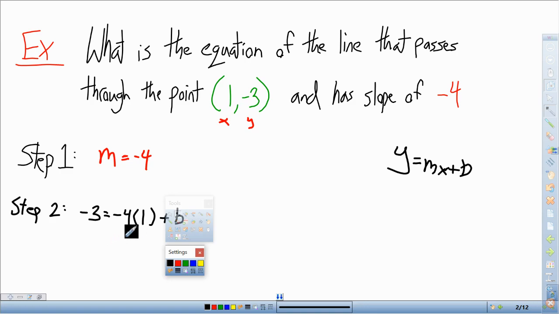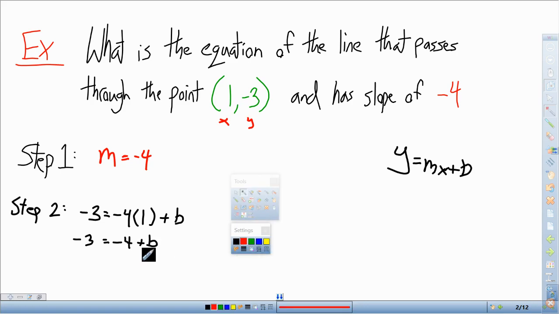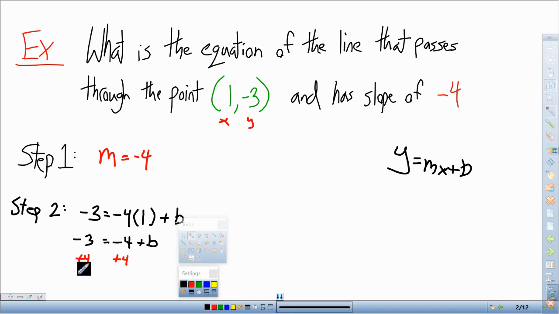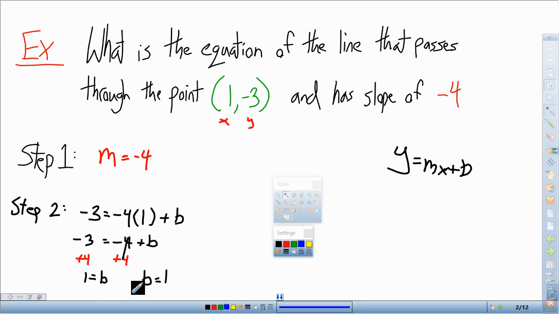So let's do it. First things first, let's simplify. We got a negative 3. Negative 4 times 1 gives me a negative 4, plus b. Now solving for b, getting rid of this minus 4 by adding 4. Negative 3 plus 4, or 4 minus 3, gives us a 1. So I'm getting 1 equals b, or flipping it around, b equals 1. I'm going to put this in blue because that's our y-intercept.